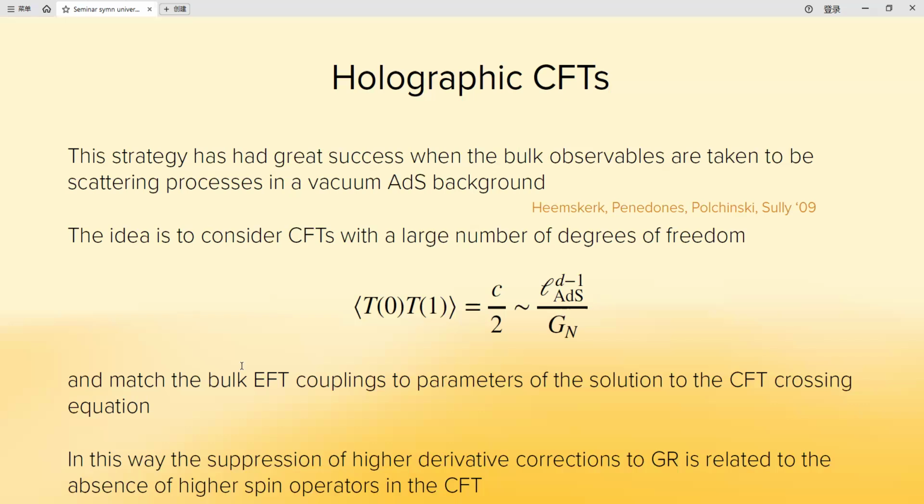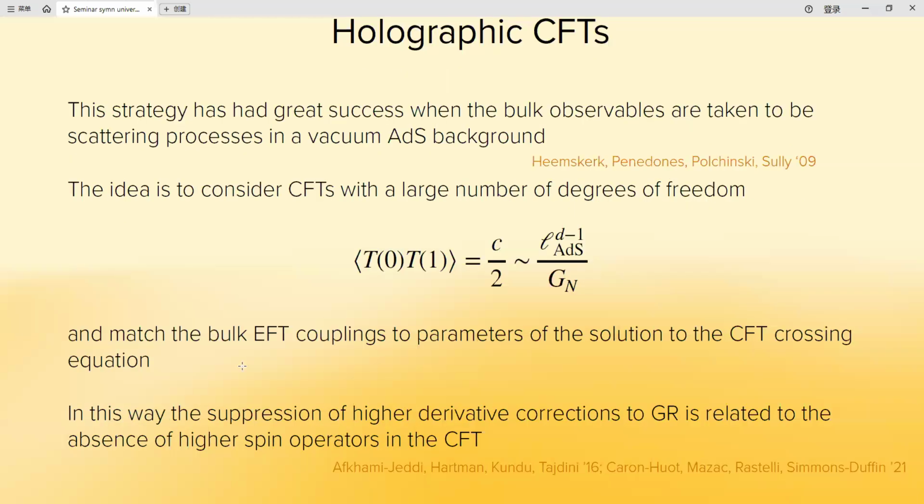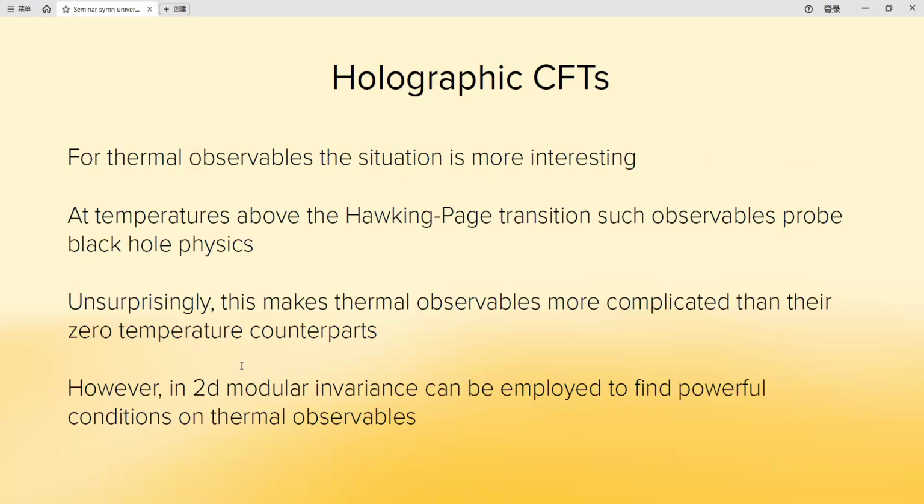And in this way, one of the most impressive results was that the suppression of higher derivative corrections to general relativity was related to the absence of higher spin operators in the CFT, or the large gap condition. And these are the people that worked on that.